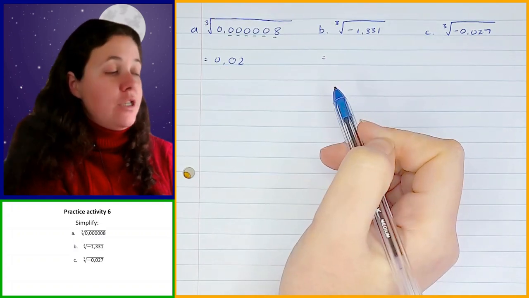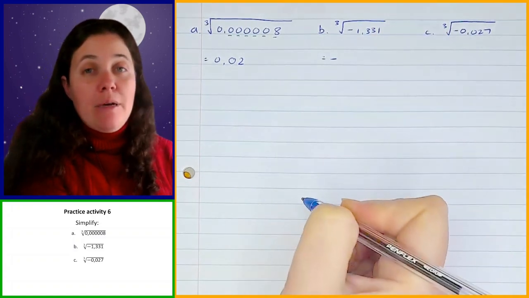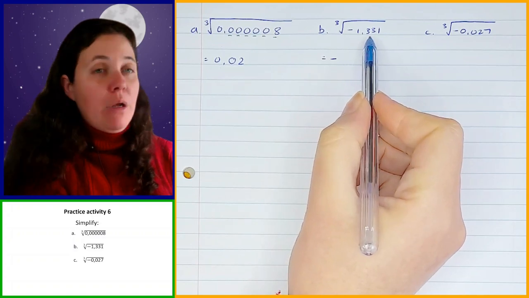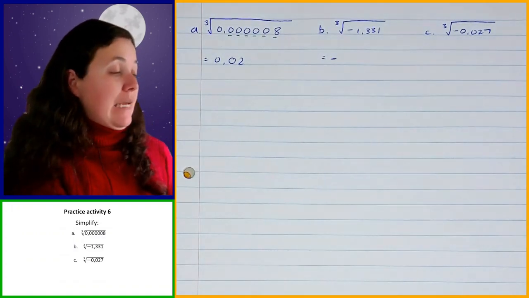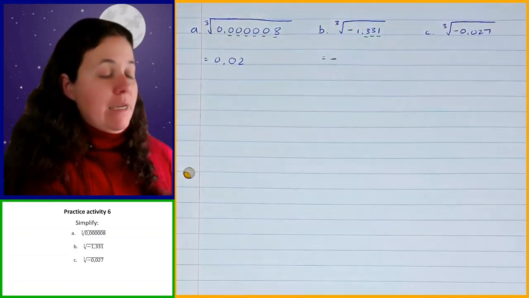Okay, next I have the cube root of -1.331. First I'm starting with a negative number, which means I know I need to end up with a negative number as well. So when I cube root 1,331, I need to see how many decimal places I have. In this case, I have 1, 2, 3 decimal places.